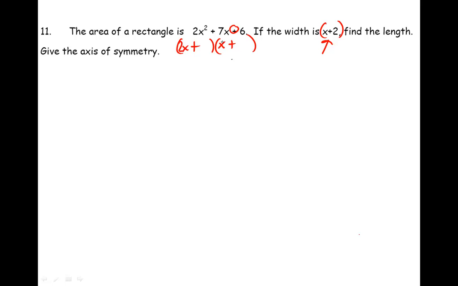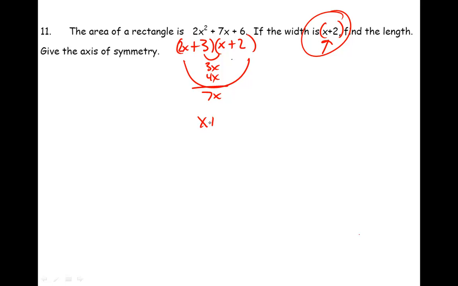2x times x is going to give me my 2x squared. And since I know one of these has to be x plus 2, obviously the second one has to be 2. And the only way to get 6 with the 2 is to use a 3. You can go ahead and double check the inside. The inside is 3x and the outside is 4x. When you add that up, you get that middle term, which is 7x.